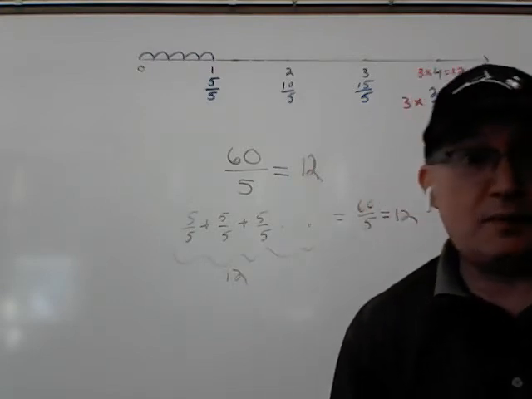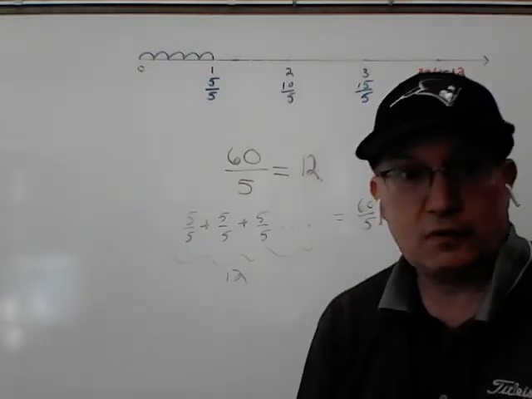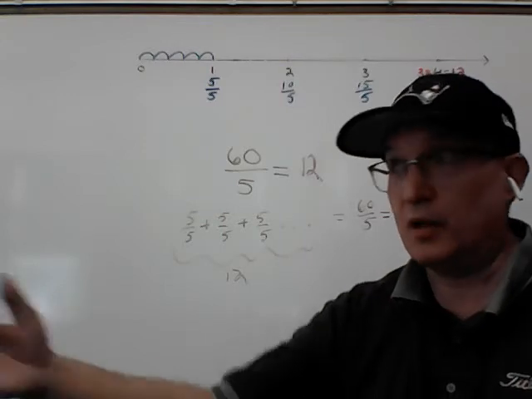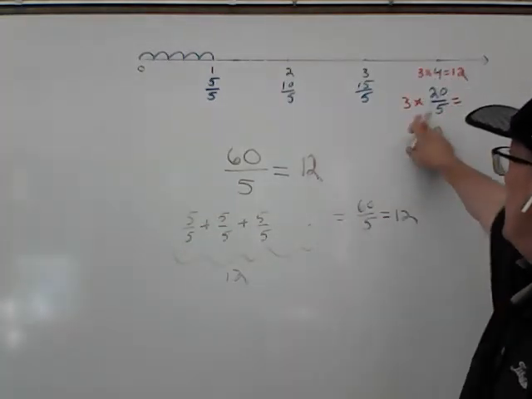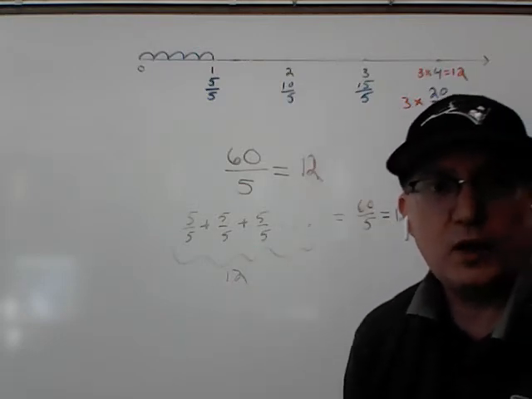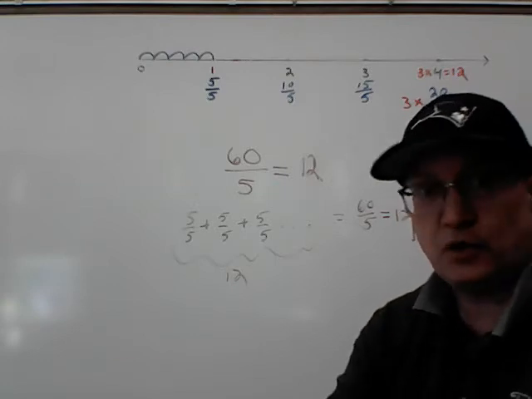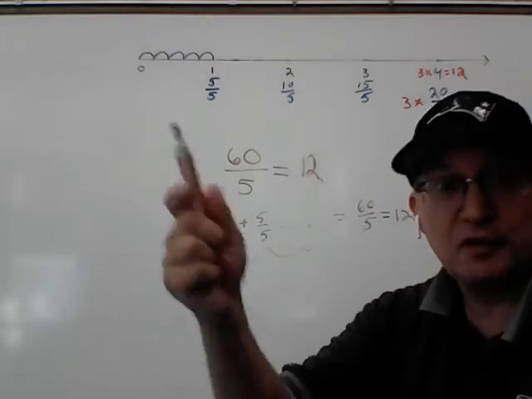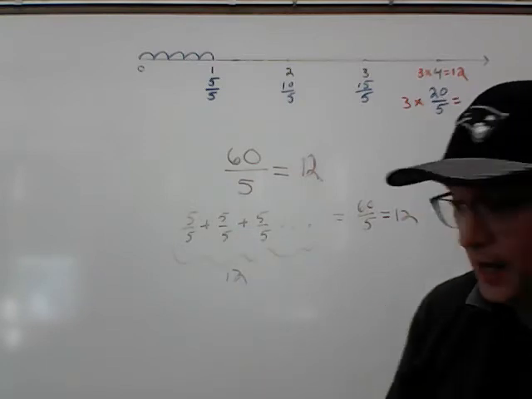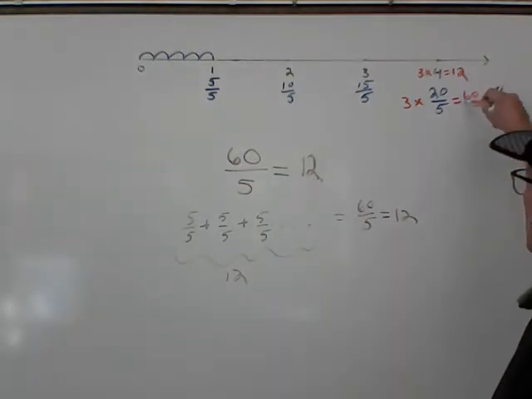Now, this is something we're definitely not at yet, but a few weeks or a few months down the road, you'll be easily multiplying fractions, multiplying a whole number by a fraction. But let's just think of this 3 times 20 fifths. Let's think of it the way we learned to think of multiplication in 3rd grade. 3 times 20 fifths means 20 fifths plus 20 fifths plus 20 fifths. Add 3 20 fifths together. And that, of course, would give us 60 fifths.